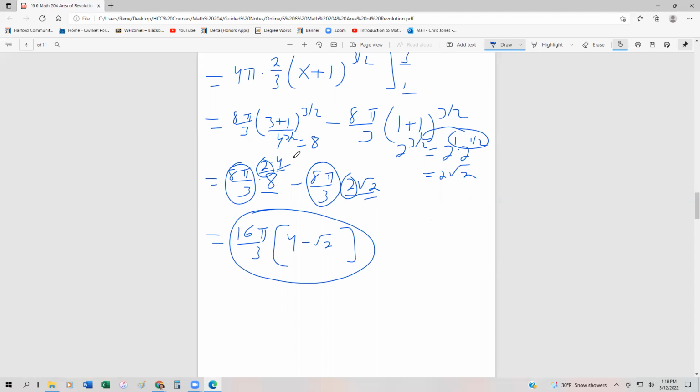So be careful at the end with your algebra. Lots of algebra steps, none of them too rigorous, but just make sure that you get down to that most simplistic answer.